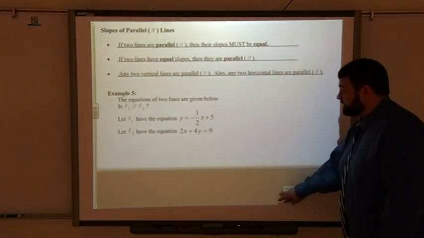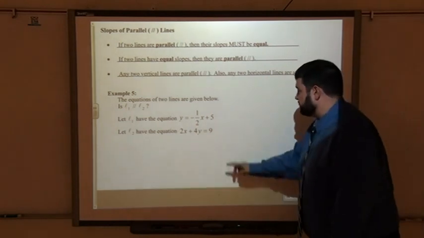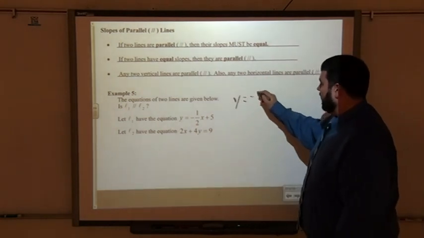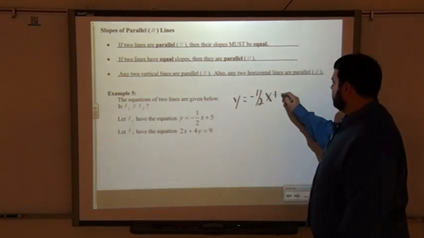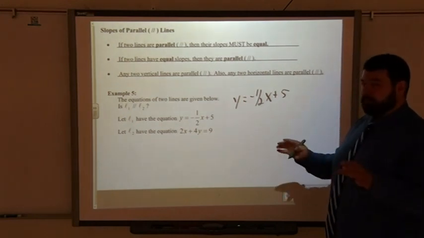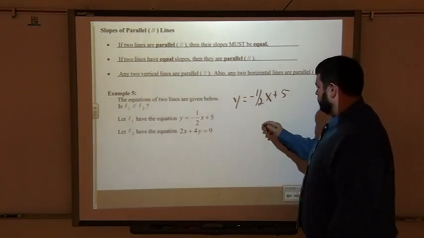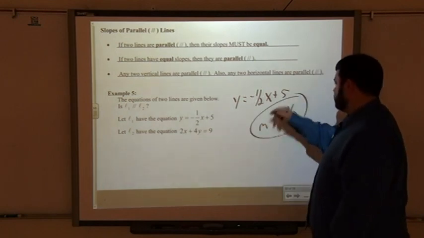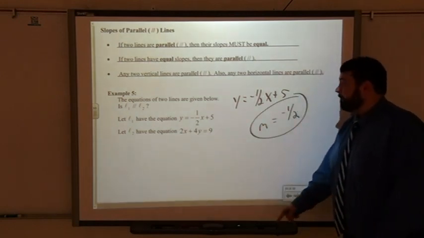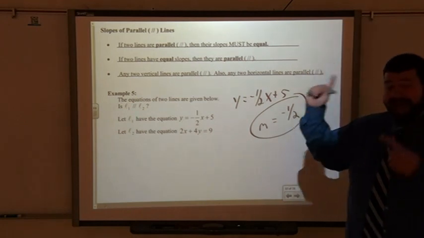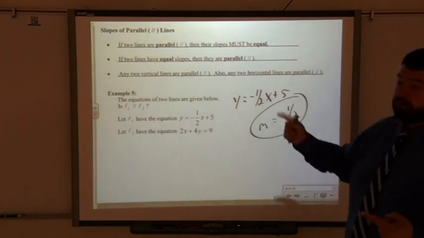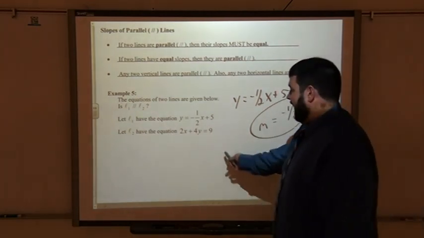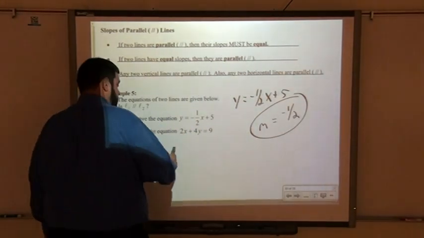Slopes of parallel lines, so this is another example for me. Okay, so I'm given y equals negative 1/2 x plus 5. All that really matters right now is the slope. So the slope of this line is negative 1/2. So that's what I need to remember. Remember, the slopes of parallel lines have to be equal. They have to be congruent. They have to be the same. So I have to find the slope of this line.